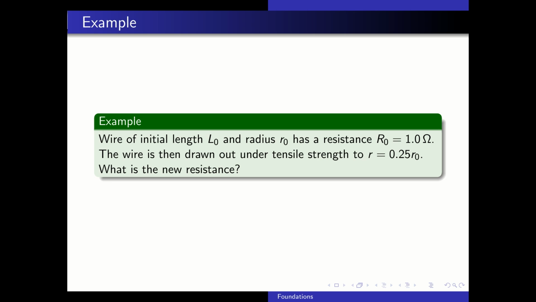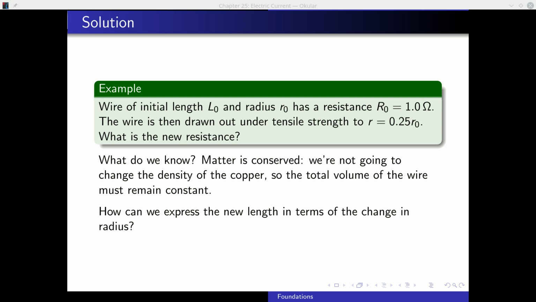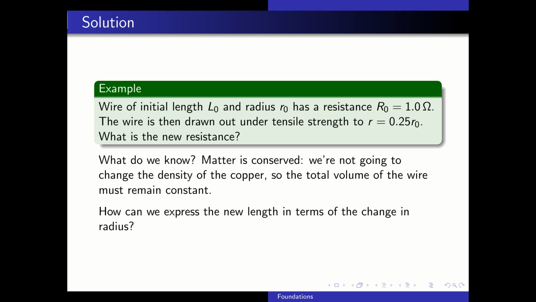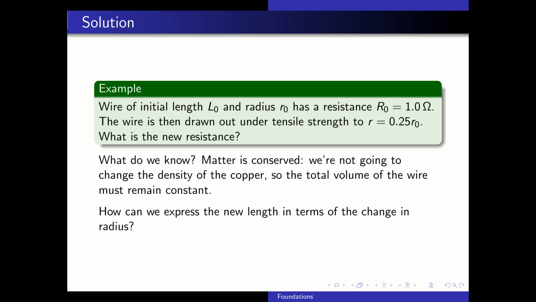All right, let's take a look and see what our approach is like. Here's the thing. We know that matter is conserved. We're not going to actually compress the copper. When we squeeze the wire, we are just redistributing the copper. We are not compressing it. So the total volume of the wire is going to remain constant. So really what we need to do is describe the current volume of the wire and describe the new volume of the wire in terms of a new length and a new radius, and know that those two volumes have to be equal. Matter is conserved. Again, take a moment, pause the video, and see if you can come up with an expression for the new volume in terms of the old volume.